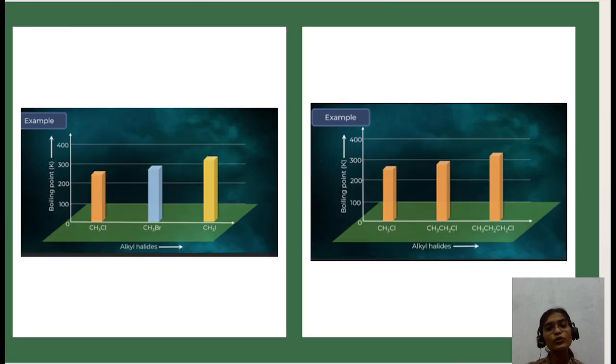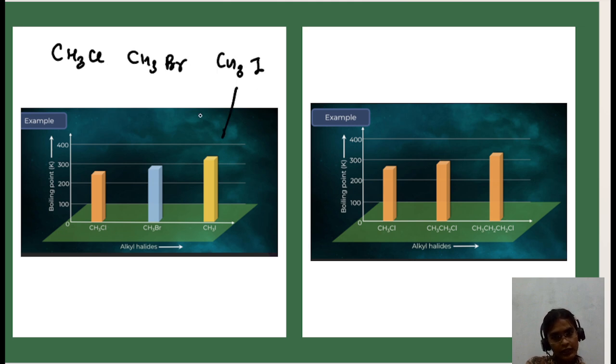Okay, many comparisons. Maybe it's not visible for you, let me write what it is here. In the first one we have CH3Cl, in the second we have CH3Br, and in the third we have CH3I. Same thing repeating again and again. If you move from there to there, the graph starts increasing.